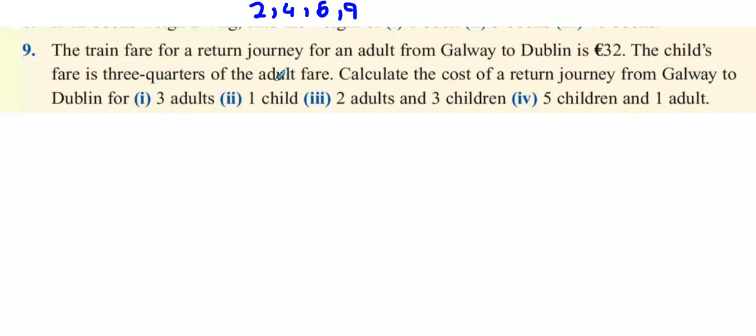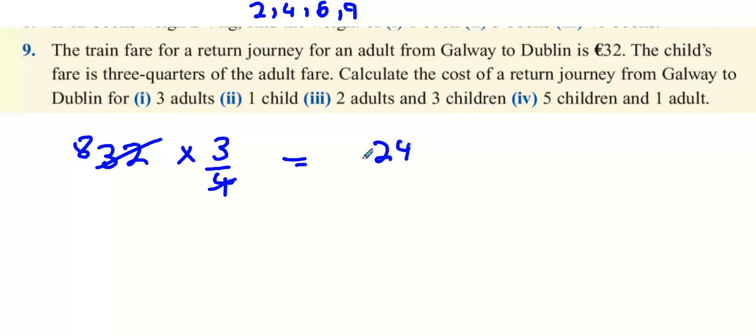Okay, train fare return journey from Dublin to Galway is €32. The child's fare is 3/4 of the adult's fare. Calculate the costs of, so we need to get 3/4 of 32 first. So 32 multiplied by 3/4. 32 divided by 4 is 8. 3 times 8 is €24. So that is the cost of a child's fare. €24 for the child's fare.